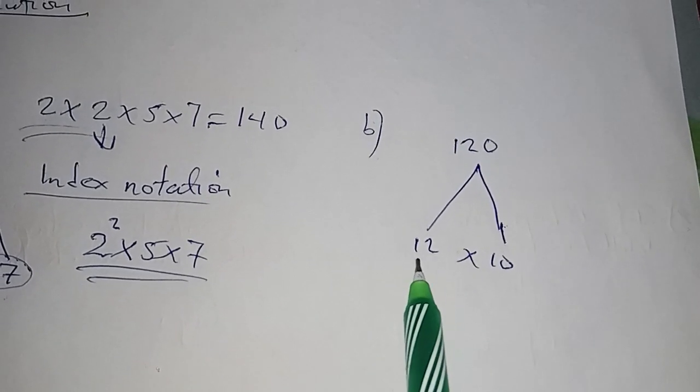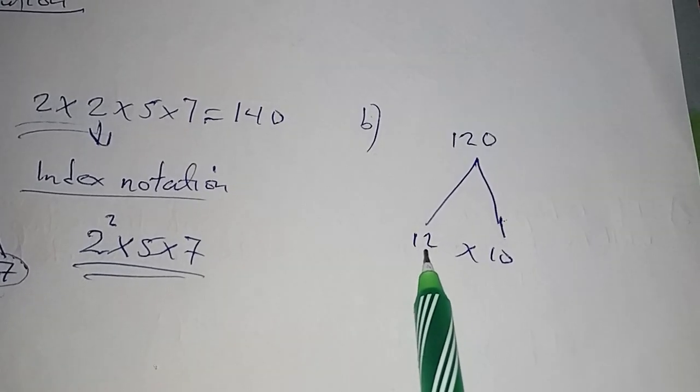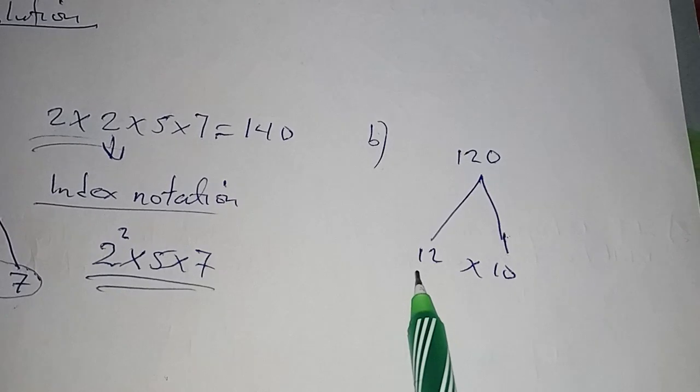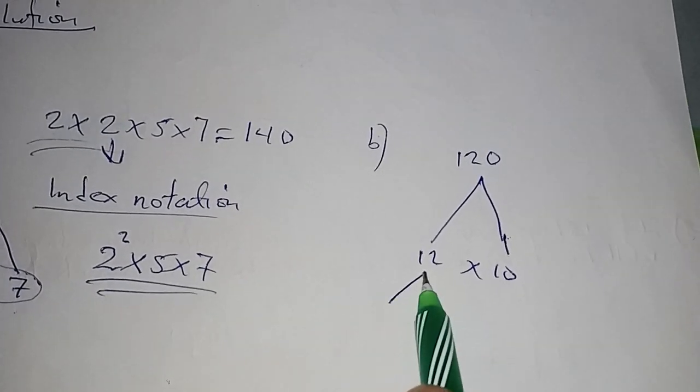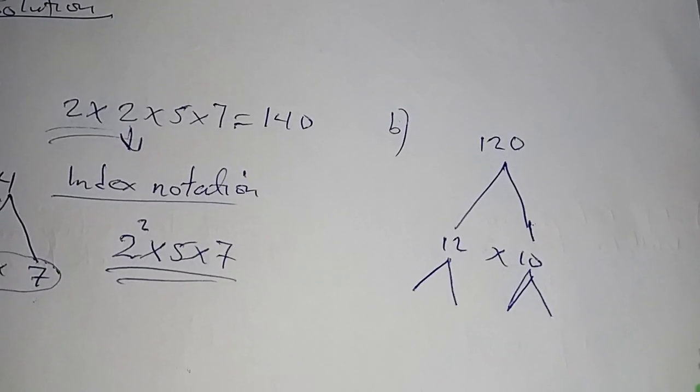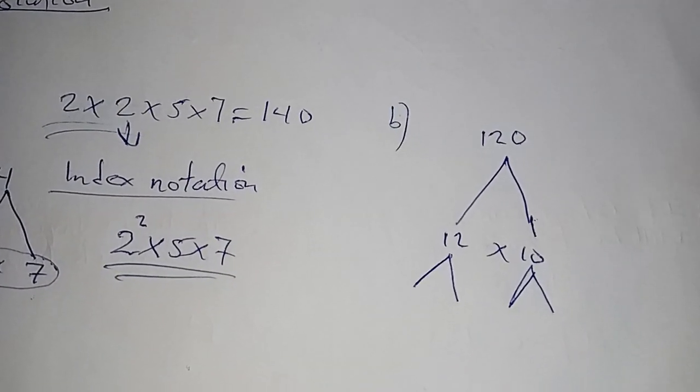But we know we have many numbers that give 12, right? 4 times 3 can give you 12, and 12 times 1 gives you 12. So definitely 12 is not a prime number, right? So draw our prime factor tree here. 10 is also not a prime number, right? Because 5 times 2 and 10 times 1 can give you 10.